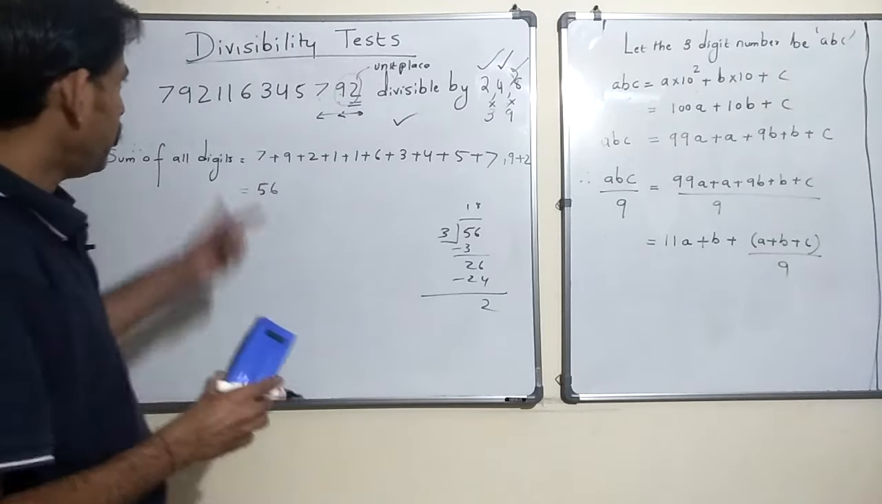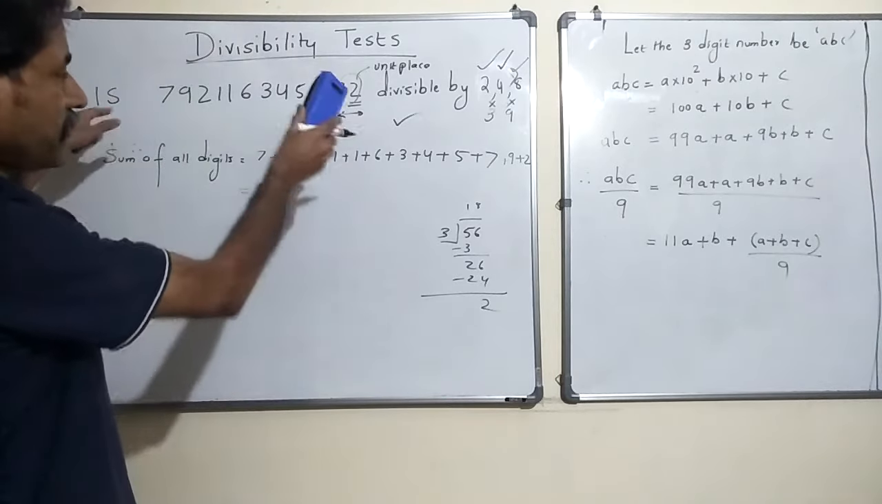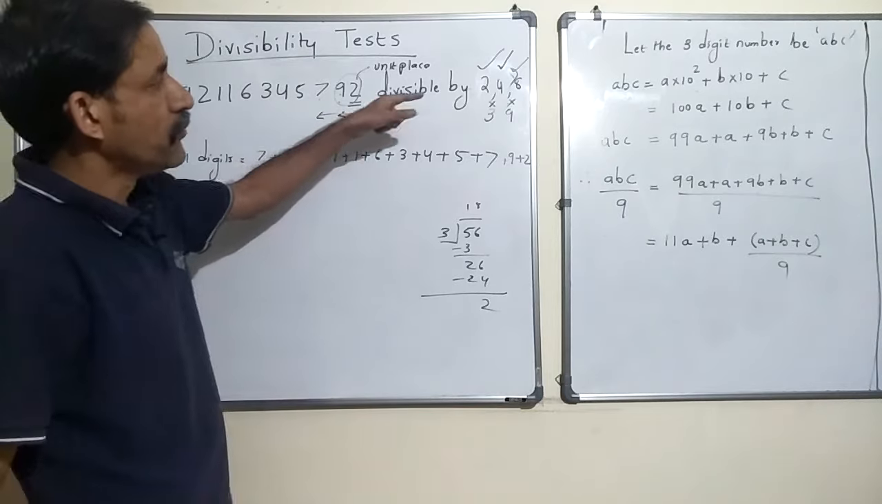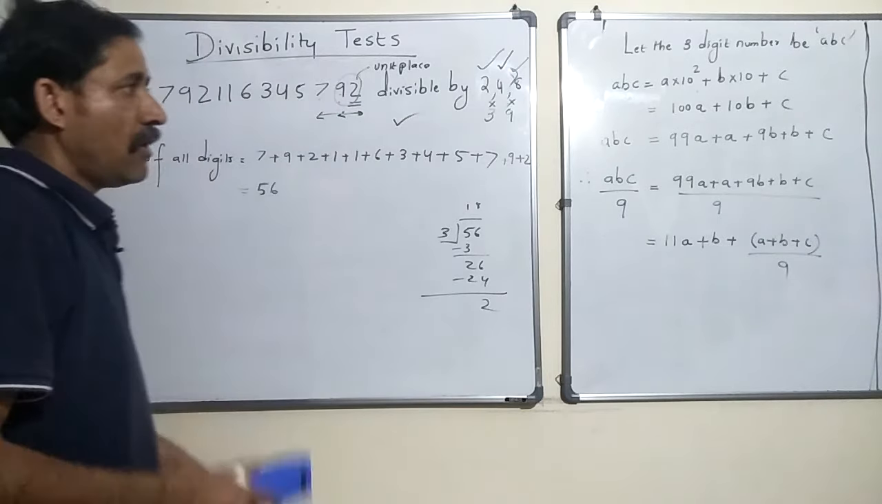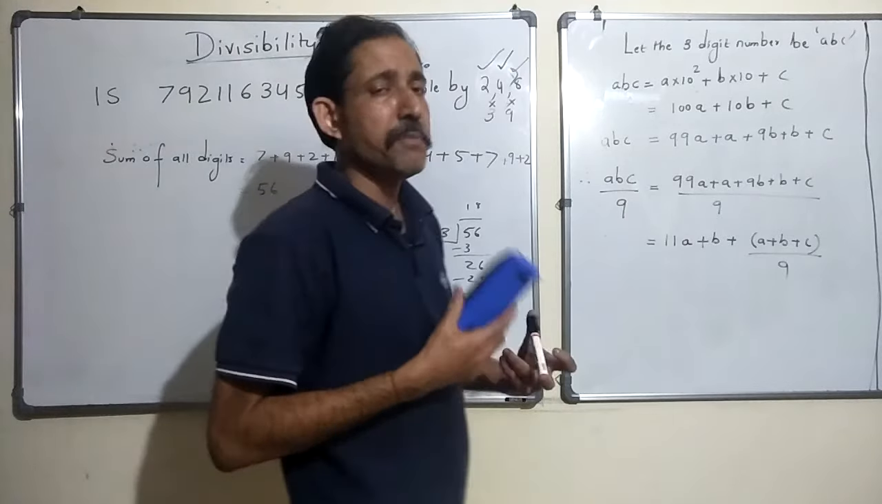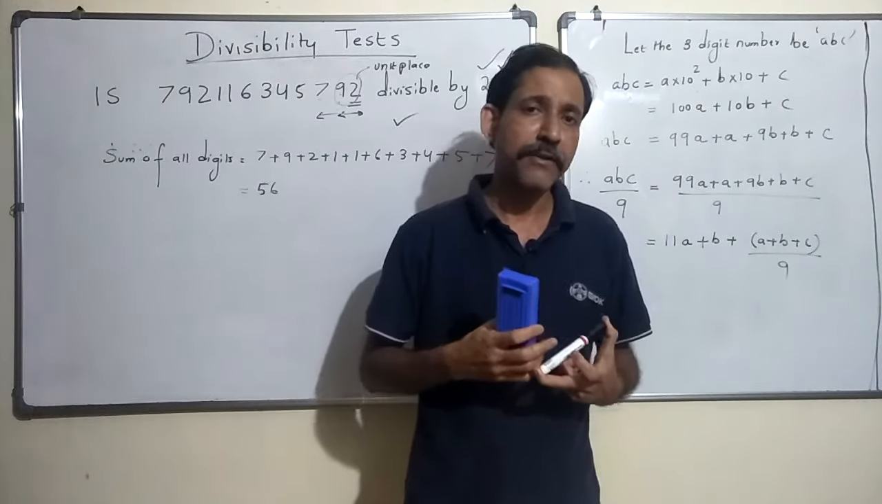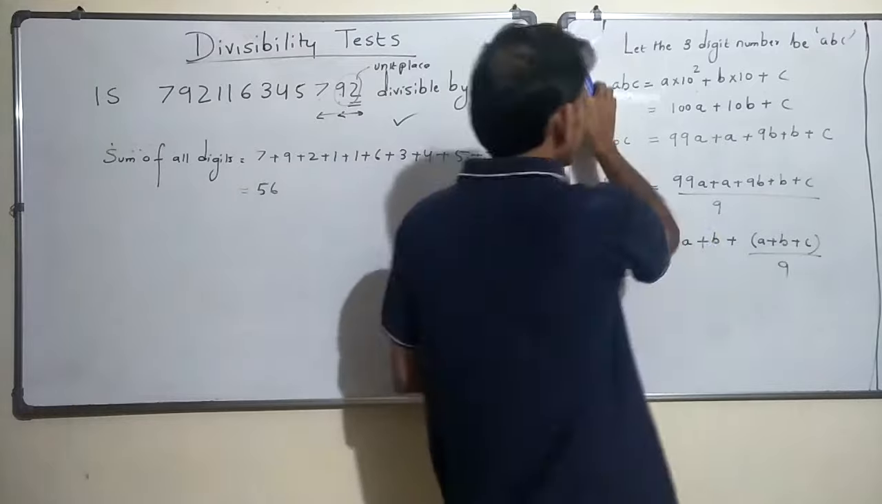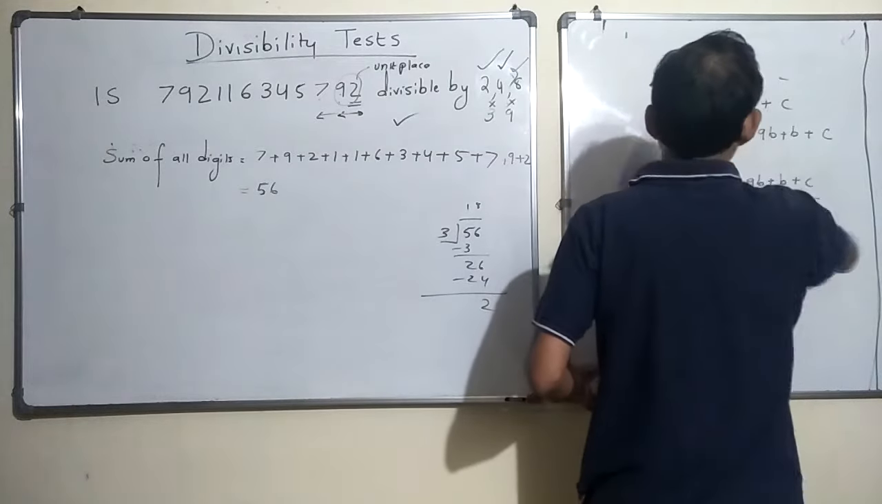So we went ahead and learnt about the divisibility test for 2, 4, 8, 3 and 9. All right, now let's see how we would know if a particular number is divisible by 5 or 10. So let's do that.